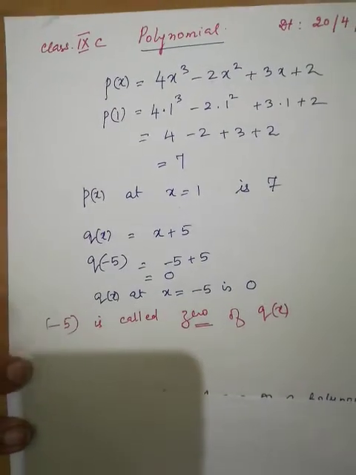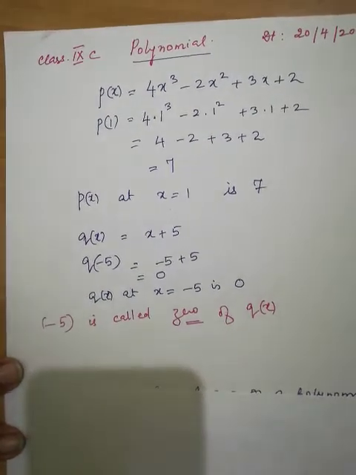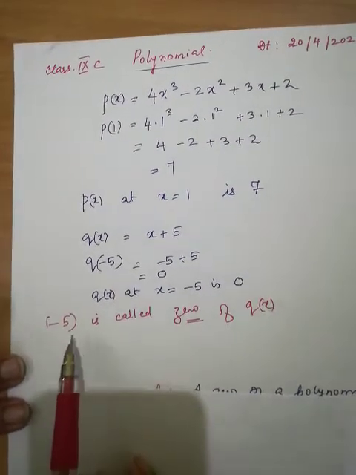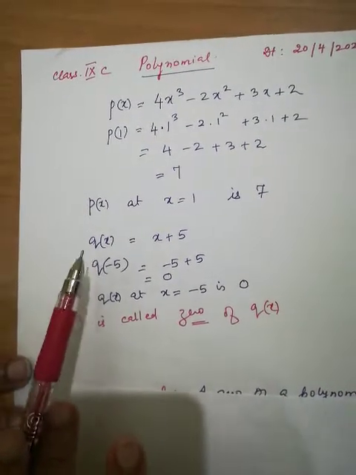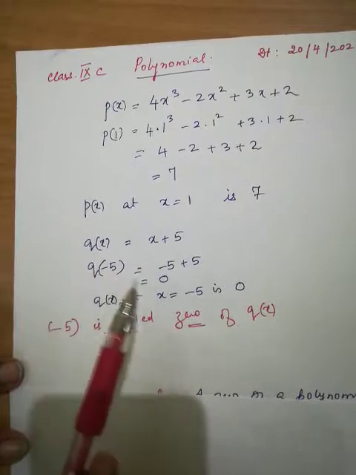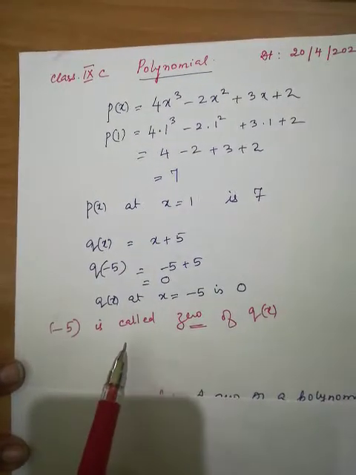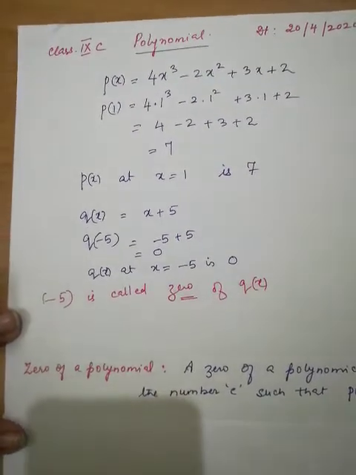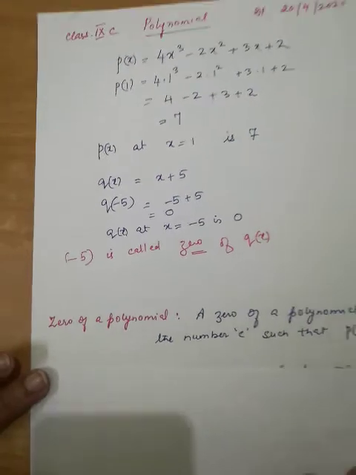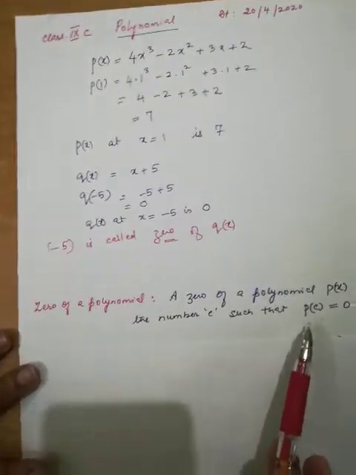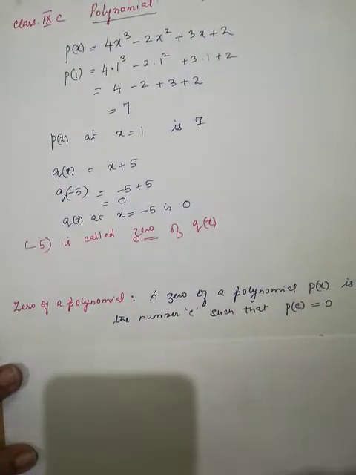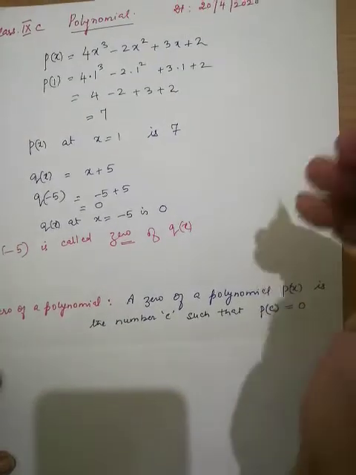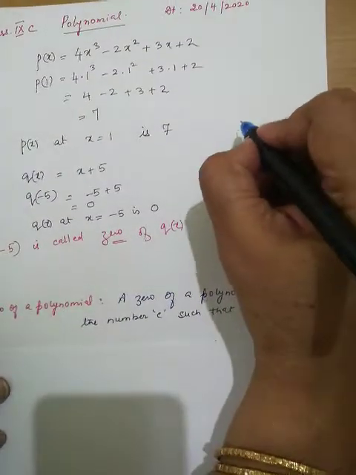Okay, so this is a new term for you, zero of a polynomial. It is that value which, when replaced for x, makes the polynomial turn to 0, then we say that value is a zero of the polynomial. So a zero of a polynomial p(x) is a number c such that p(c) is equal to 0.